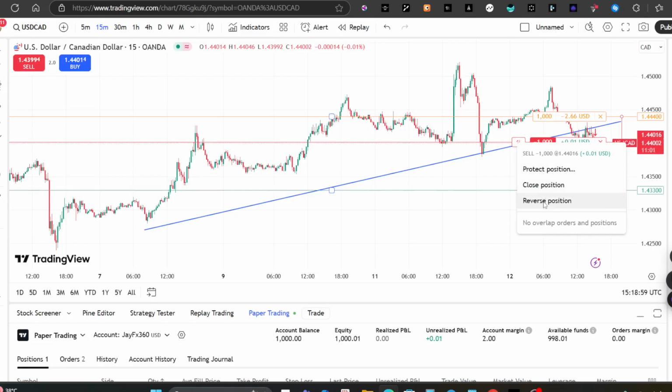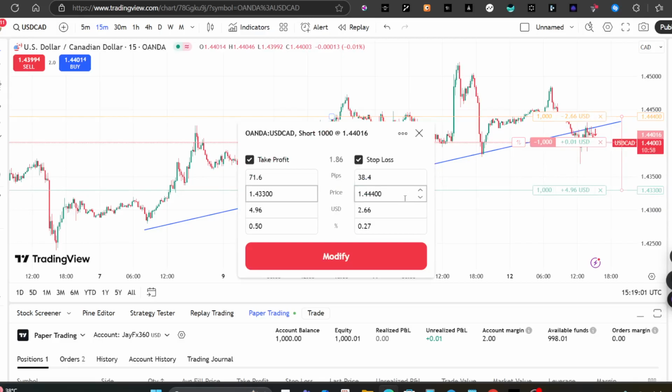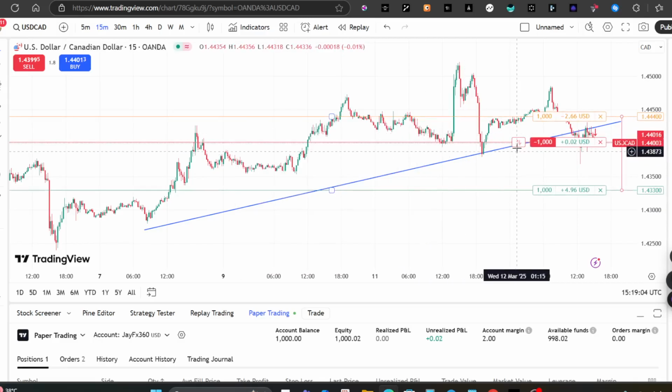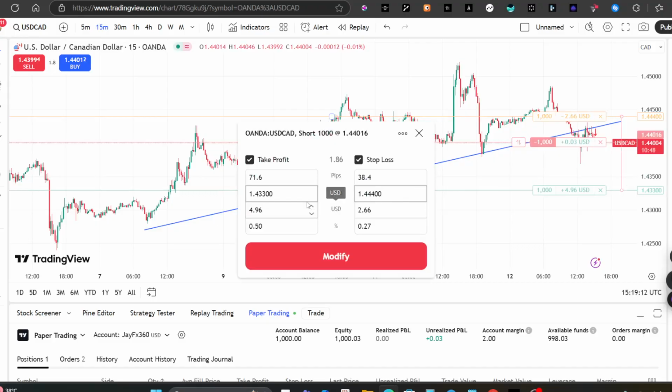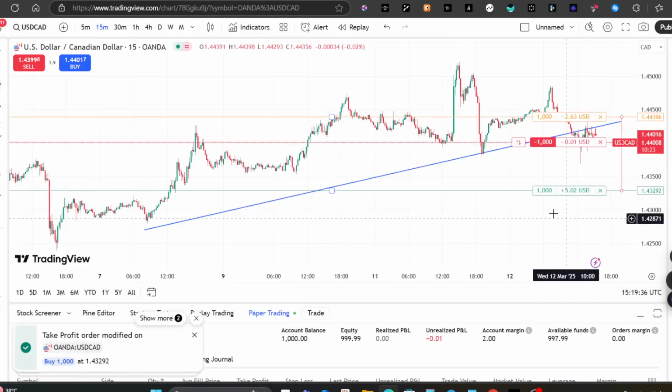Let us just, if you want to modify, you can just right click. Can you see that? You right click on this, you click on protect position. Once you have done that, perhaps you want to change the location of your stop loss, the price point. Perhaps you want to change the price point for your stop loss and take profit. You can just right click and then you come here, you adjust it to the new values that you want. After adjusting to the new values, click on modify. All right, and there you go.